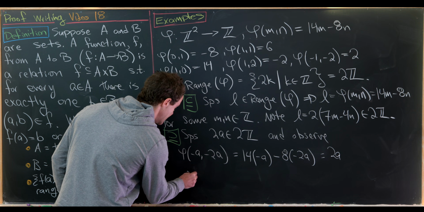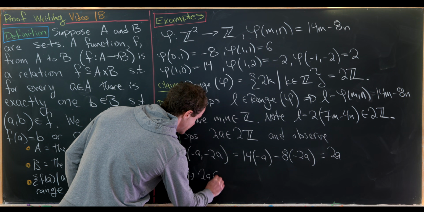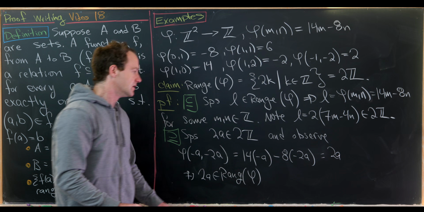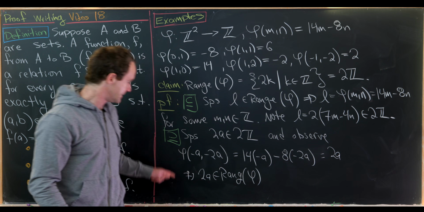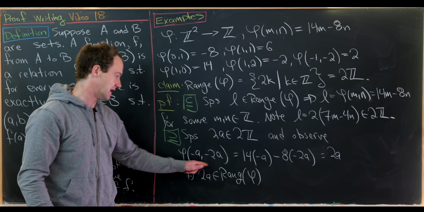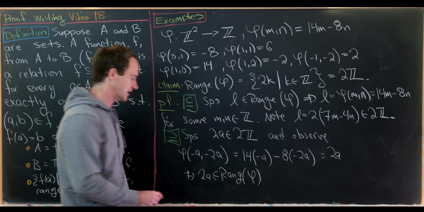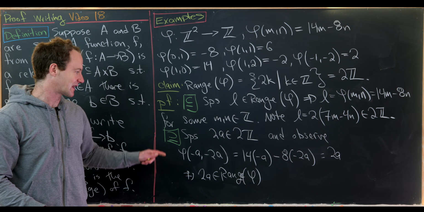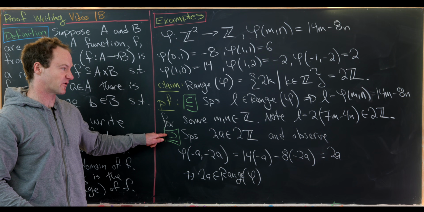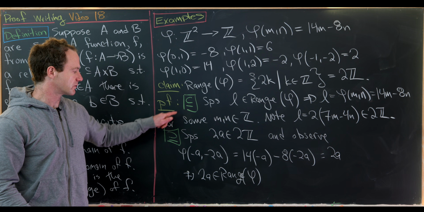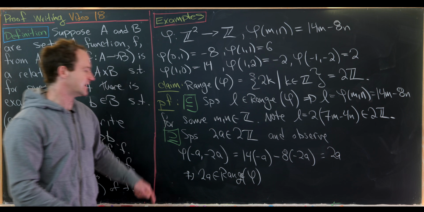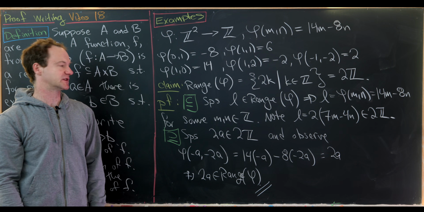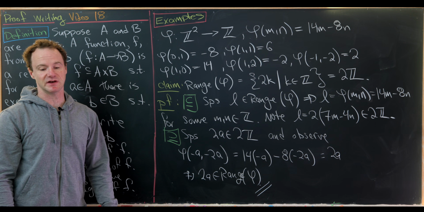But this equation shows us that 2a is in the range of phi, because we wrote 2a as an output of phi. That's exactly what it means to be in the range. But that's exactly what we need to finish off this reverse inclusion. So the forward inclusion and the reverse inclusion finish the proof that the range of this function, or the image of this function, is indeed all even integers.